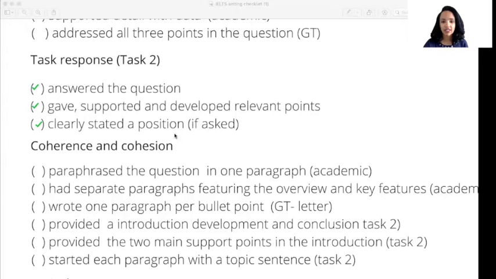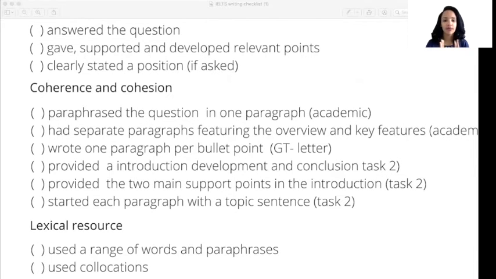Next, we have clearly stated a position. As I said, if you're asked to give your opinion, if you're asked to say what you think, don't just talk about both sides of the argument and not give your opinion. The clearer you are when you state your position, the better your grade will be. It's very common for students to see both pros and cons on both sides of the arguments and then end up not really giving their opinion. And if you're asked to do so, you will lose a lot of points on your task response. So this is something to really watch out for.